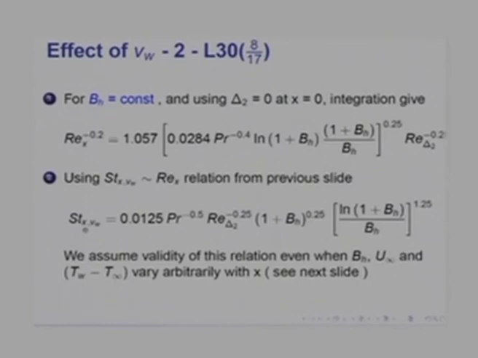the solution can be written as Stanton x for a finite VW is written as 0.0125 Prandtl raised to minus 0.5, Reynolds delta 2 raised to minus 0.25, 1 plus BH raised to 0.25, and then this factor raised to 1.25. Of course, this integration was made possible by assuming BH equal to constant.